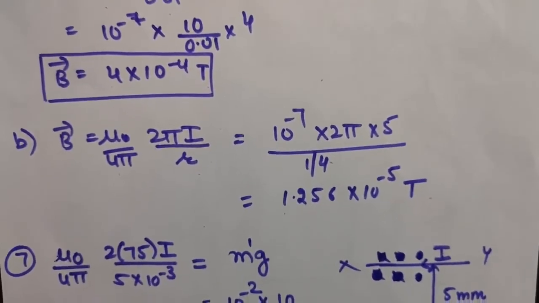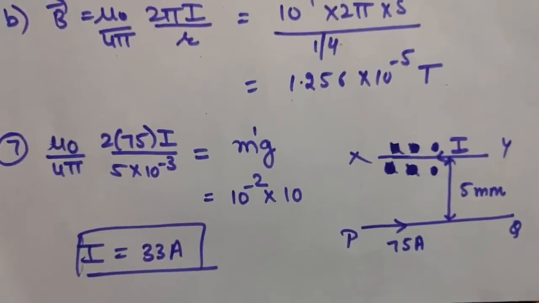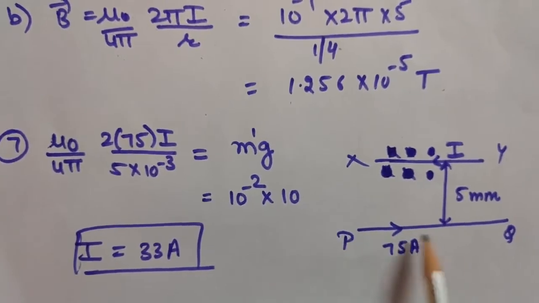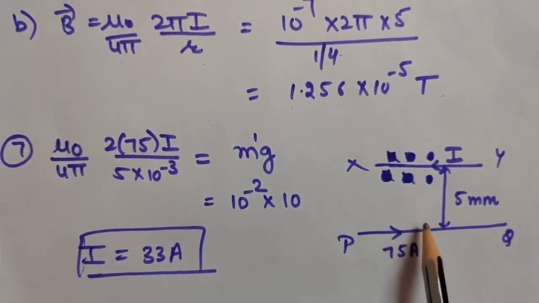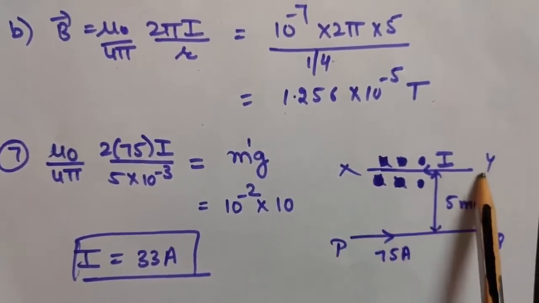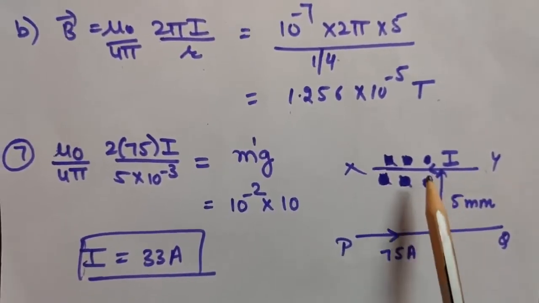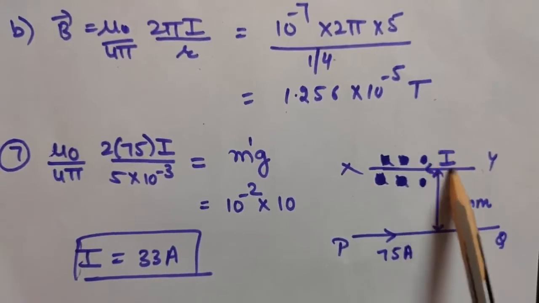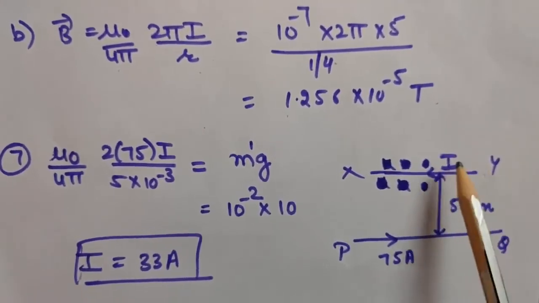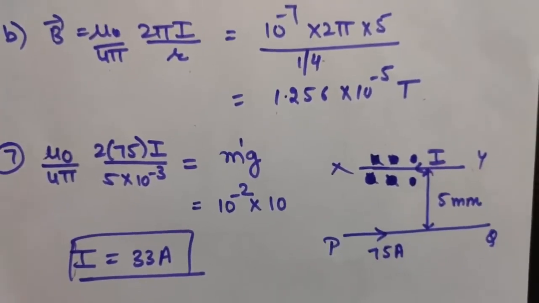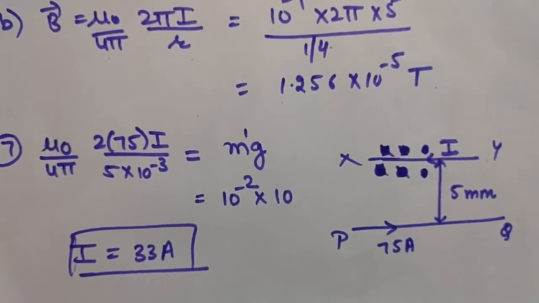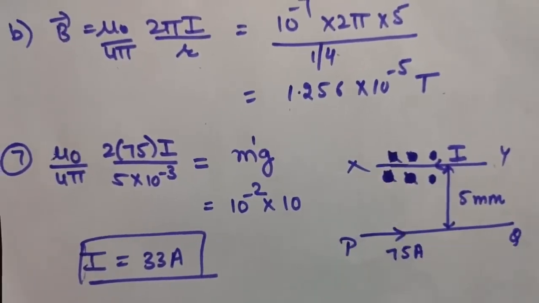Okay, so the next is question number 7. It says there is a PQ wire which carries a current of 75 amperes and there is an XY wire which is at a distance of 5 millimeters. So you have to calculate the magnitude and direction of I such that the magnetic repulsion between these wires balances the weight of XY. First of all, let us see the direction.